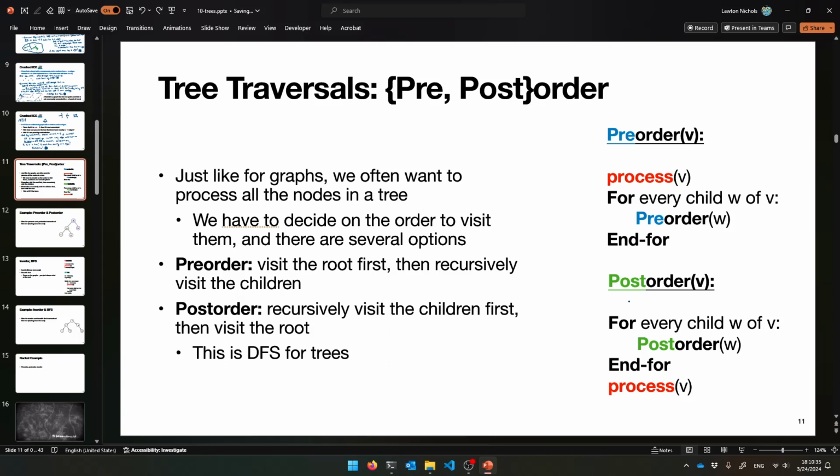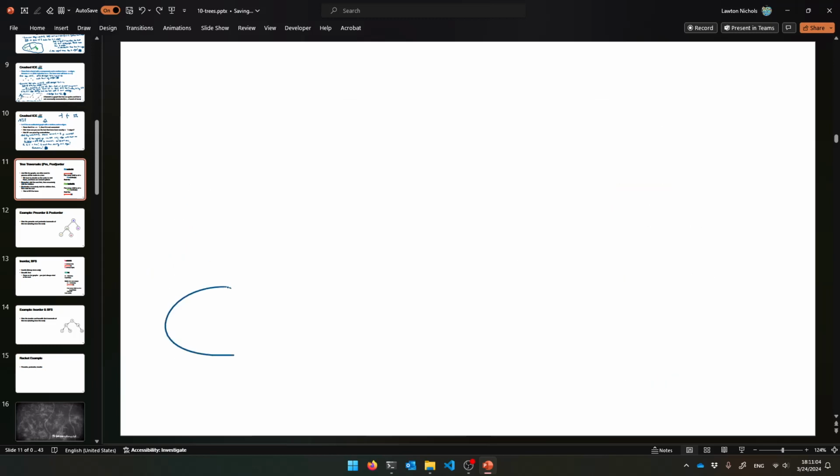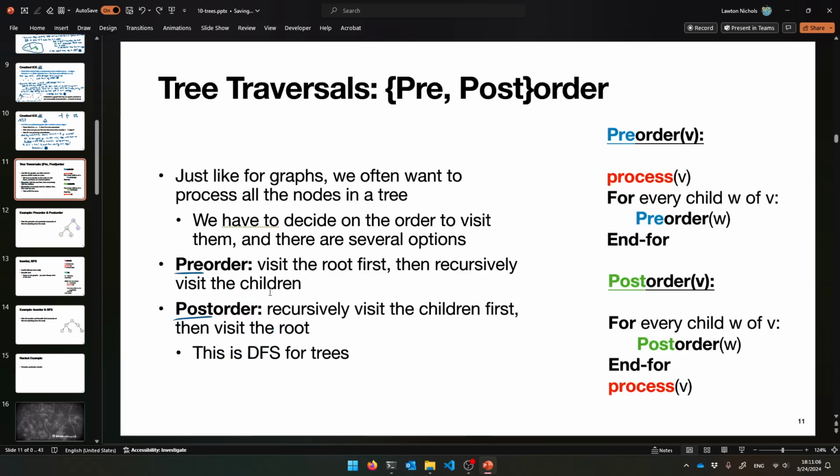They're recursive algorithms. The way that you remember, they look the same, except for the order in which you process V, which is the root of your subtree right now. These algorithms are the same except for the order in which you process your root. Pre-order means visit your root first, and then recursively process all your children. So pre means root first, and post means root last: recursively visit the children first, and then process your current node.